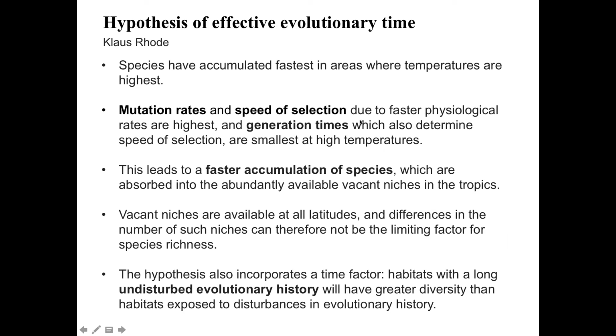One that I want to focus on, which I think is strongly supported by the evidence, although is definitely not accepted by everybody at this stage. But in any case, I think it's an important hypothesis, and it was proposed by a professor at a university where I did my degree, University of New England, Professor Klaus Roeder. And this hypothesis is called the hypothesis of effective evolutionary time. And it suggests that species have accumulated fastest in areas where temperatures are highest.